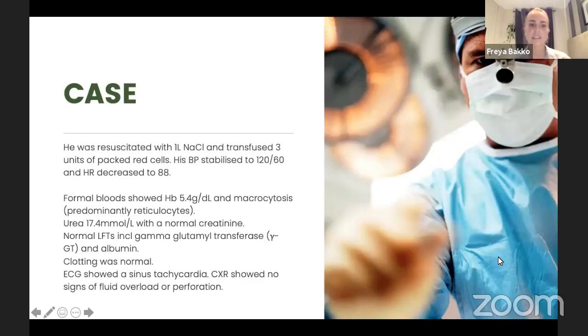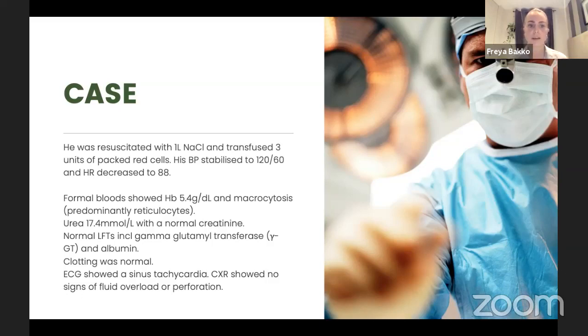So you've successfully resuscitated him with 2 boluses of normal saline, and the red blood cells came very quickly, and he was transfused 3 whole units of red blood cells. After this, his blood pressure stabilized and his heart rate decreased to 88. So you successfully resuscitated this man.